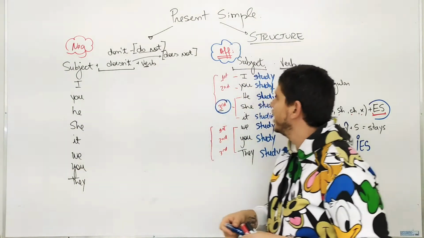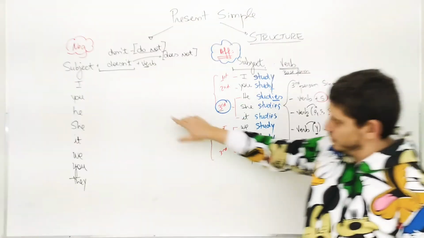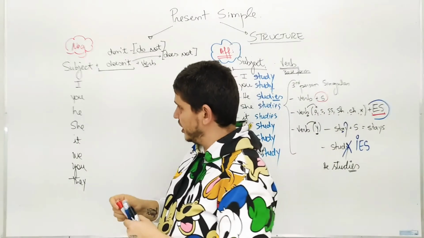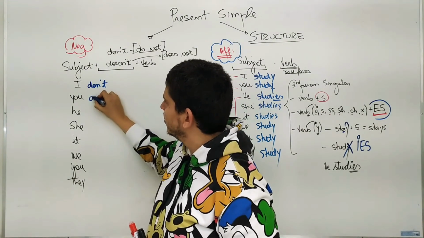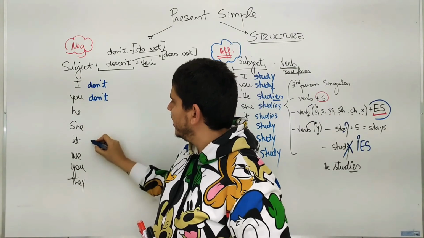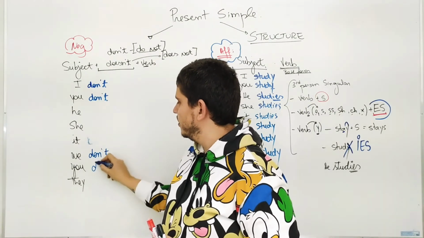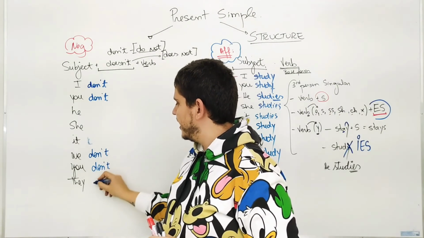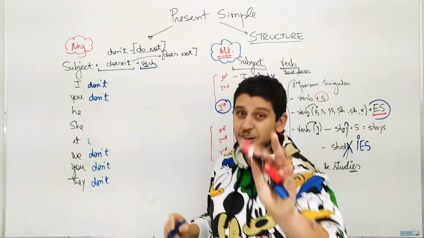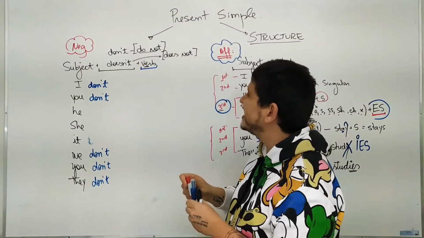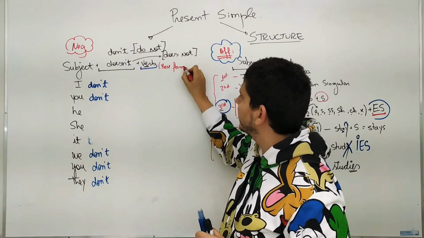What happens is, for everybody but the third person singular, we will use don't. So, I don't, you don't, we don't, you don't, and they don't. After that, we will use the verb. Watch out. This verb here is always in the base form.